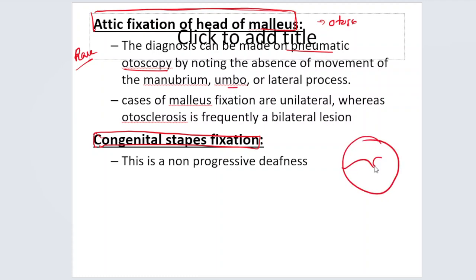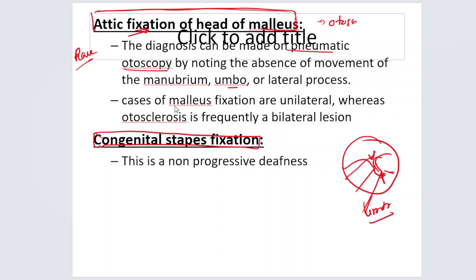This is the tympanic membrane. This is the handle of the malleus, this is the lateral process of the malleus, this is the umbo, and this is the cone of light. So if there is no mobility of the lateral process of the malleus or the handle of the malleus or the tip of the handle, the umbo, if it doesn't move, then you can think that it is ossicular fixation of the head of the malleus.